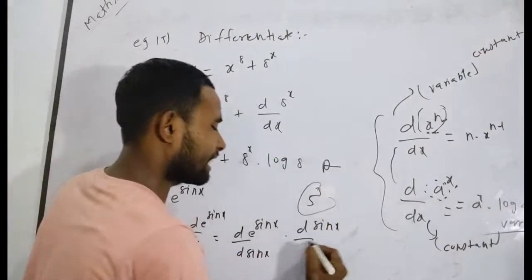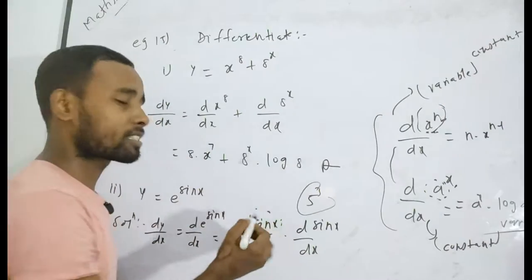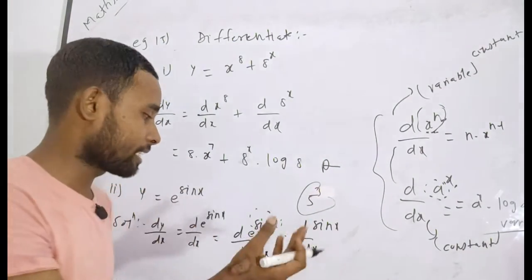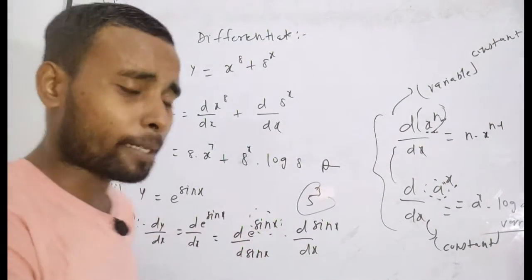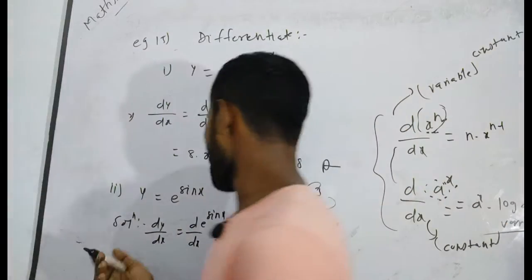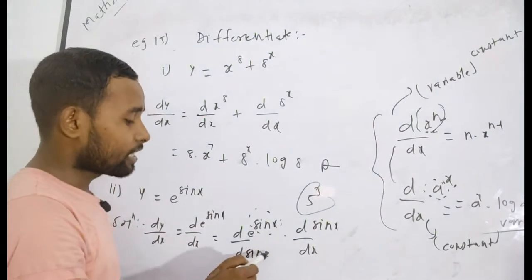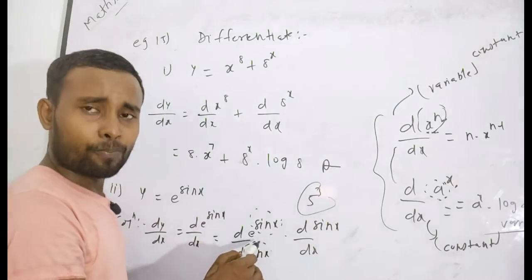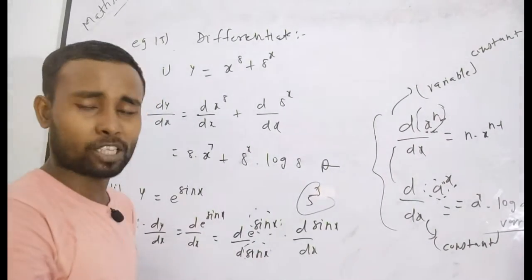Because I have already told many times about it. As you know, suppose that sin x is a single term, say y or suppose p. In that case it becomes e to the power p. As you know, e to the power p is only differentiated with respect to p. That's why I want to differentiate with respect to sin x. So e to the power sin x: the whole function e to the power sin x is first of all differentiated with respect to sin x.